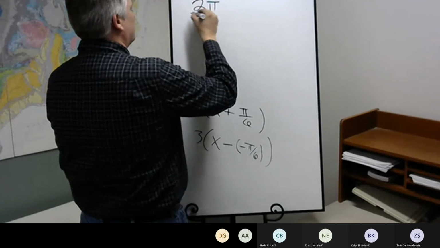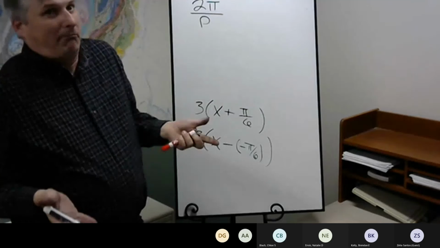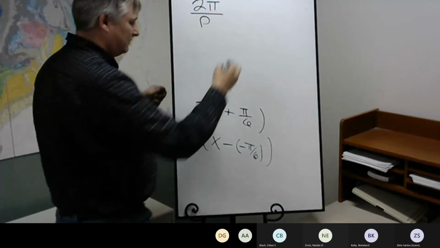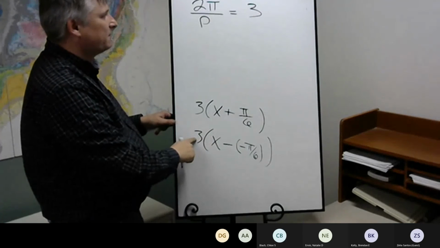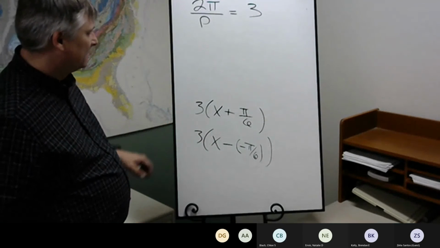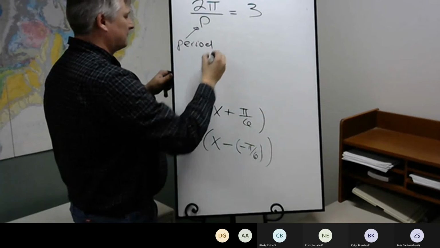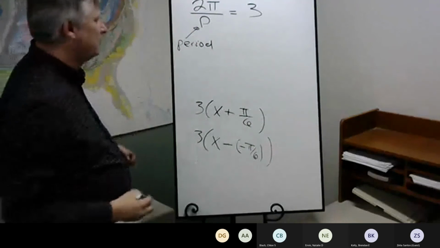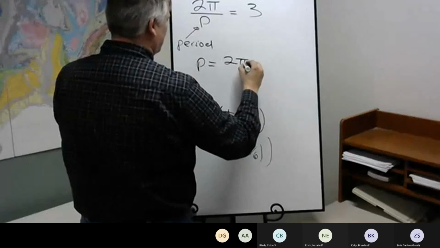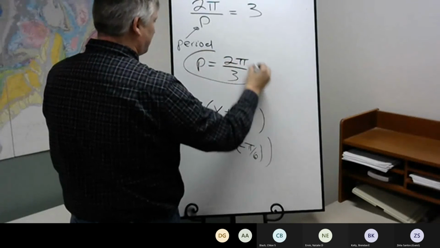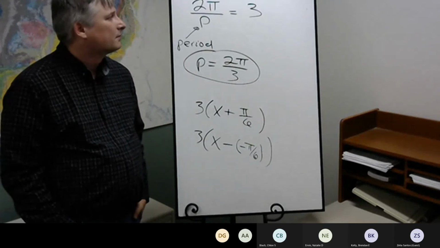Two pi over the period p, they actually use the letter b, but that's what they do. This is equal to the number we factored out. So this is the period. If you solve for p, you'll get p is 2 pi over 3. So that's the alternative way of finding the period.